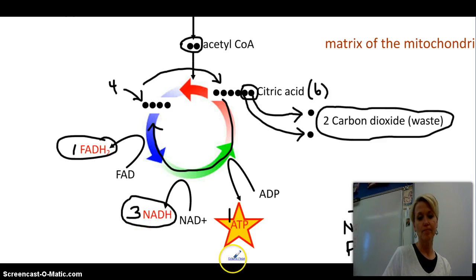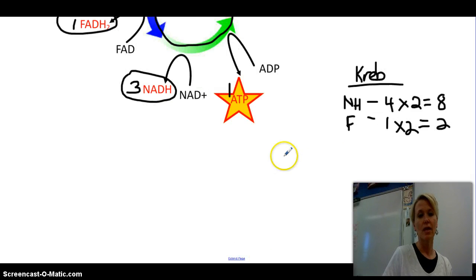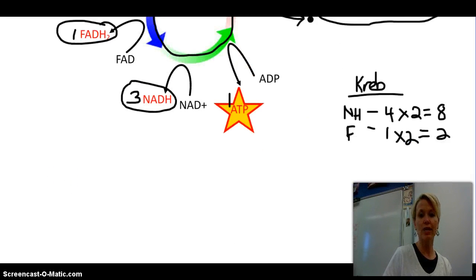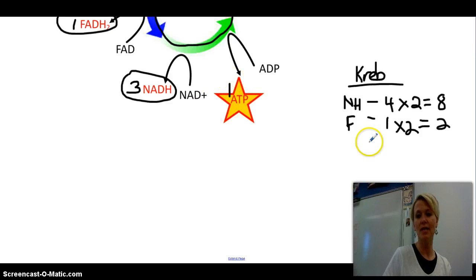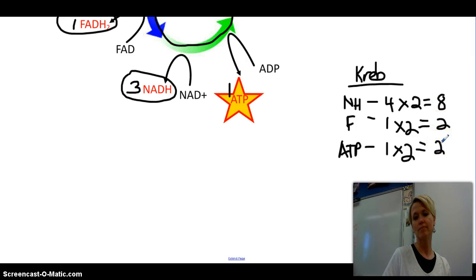And then the next thing that we want to check on is ATP. So we made 1 ATP down here. But again, we have to multiply that times 2 for each pyruvate. So the total then is 2 ATP. So in the Krebs cycle, we made 8 NADH, 2 FADH2, and 2 ATP.